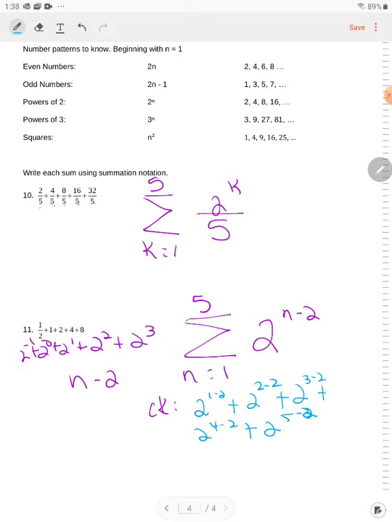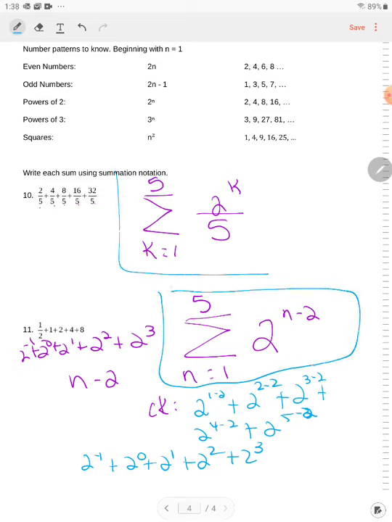So if I double check that, that's 2 to the negative 1, plus 2 to the 0, plus 2 to the 1, plus 2 to the 2, plus 2 to the 3. Which if I check, 2 to the negative 1 is 1/2. That checks it. 2 to the 0 is 1. 2, 4, 8. And I am correct. So the answer I'm looking for are the actual summation notations. So we're going the other way. If I give you a written out series, can you write it in summation notation?